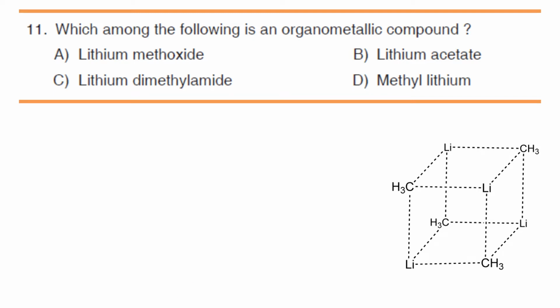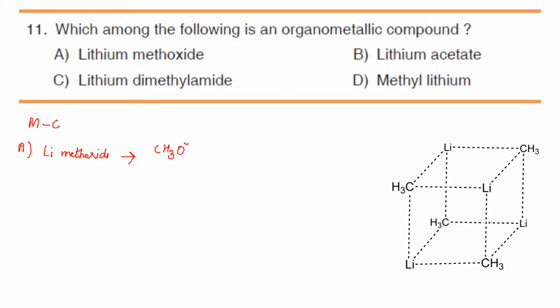So metal can be anything, any metal you can have, but the compound as such, it should possess at least one metal carbon bond. So we'll have a look at each option whether they are having a metal carbon bond. Let's consider the first option, which is lithium methoxide. In the case of lithium methoxide, methoxide is an alkoxide ion, say CH3O minus. This is methoxide. So this is a negatively charged ion.